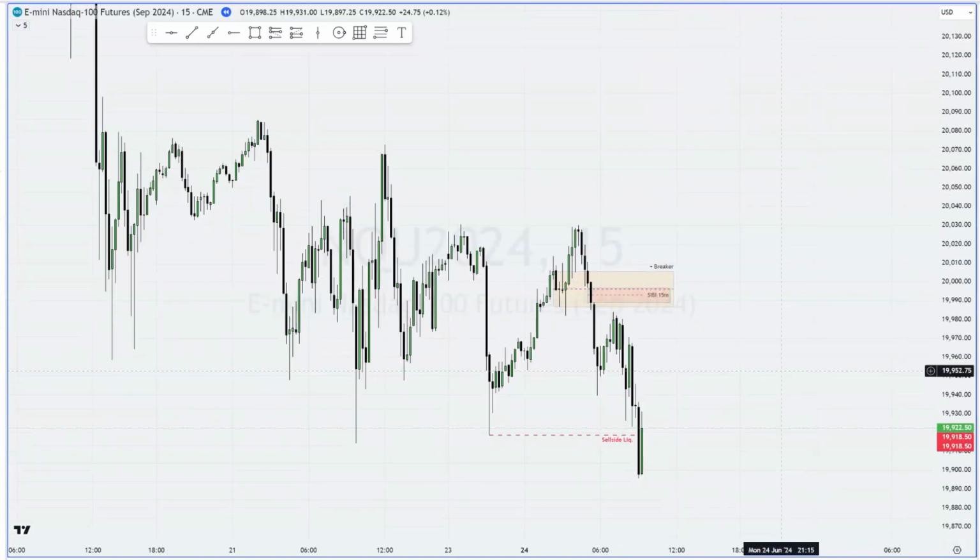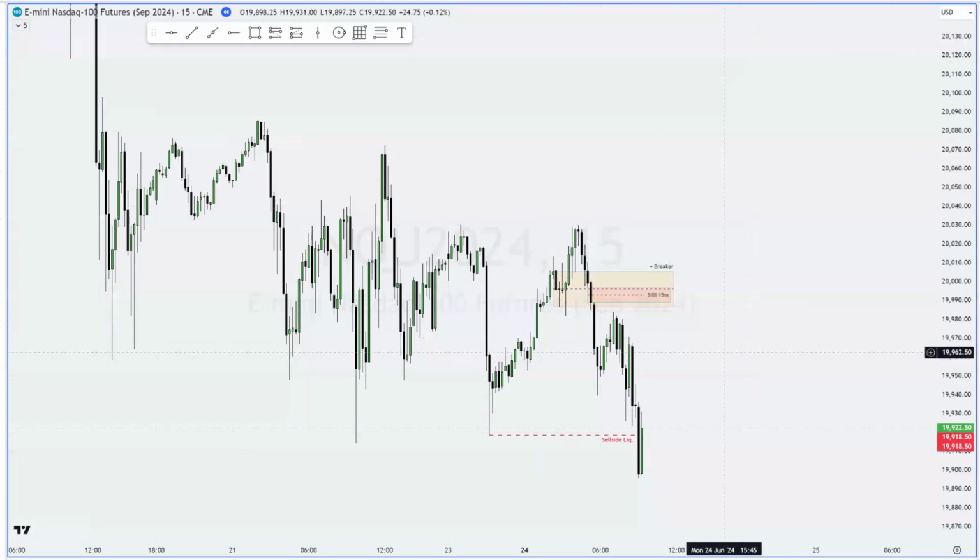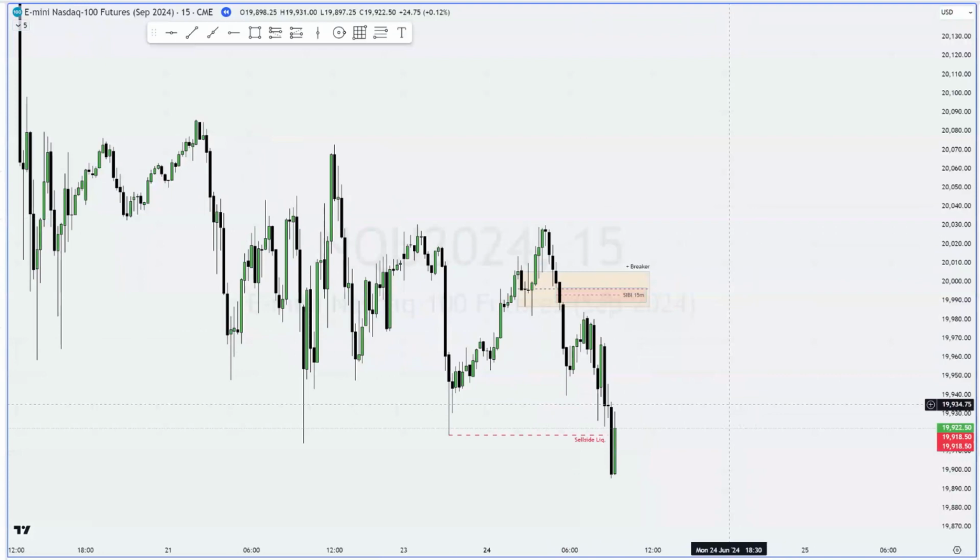But taking an entry up here would mean that I would have to put my stop loss up here above the breaker or at the high, and it's a little bit more risky. So I've used inversion fair value gap to refine my entry. So let's have a look at what's happened.